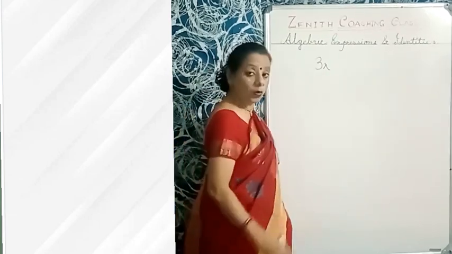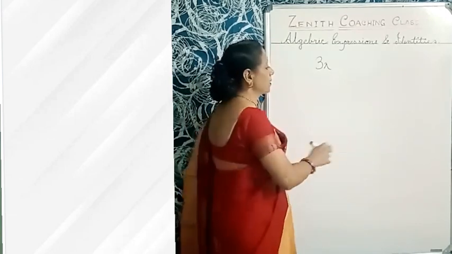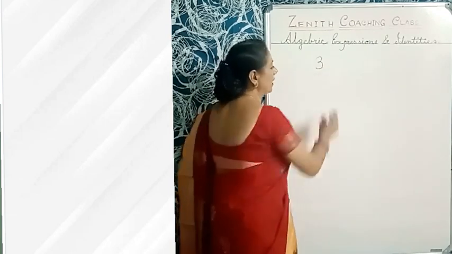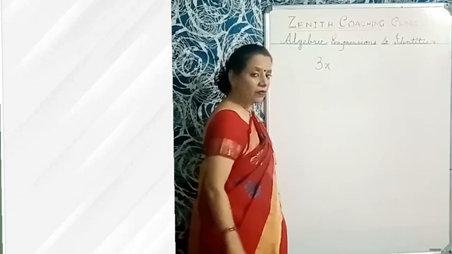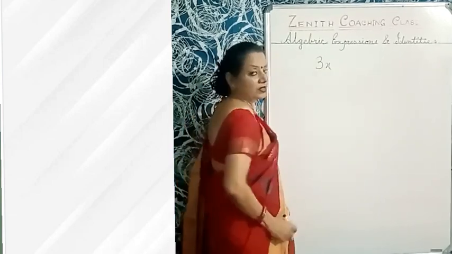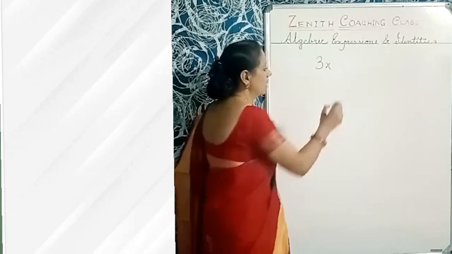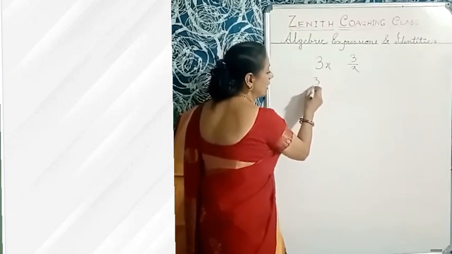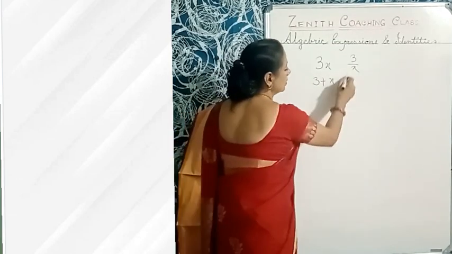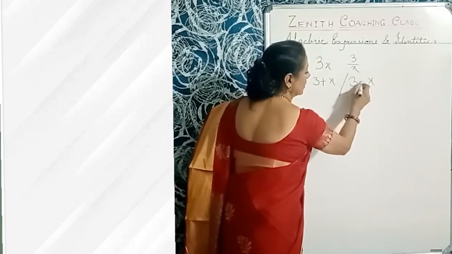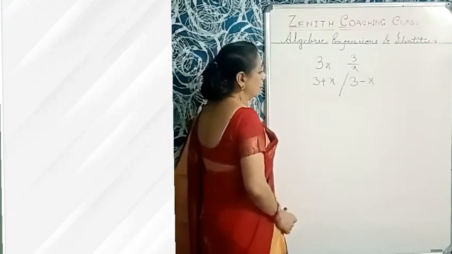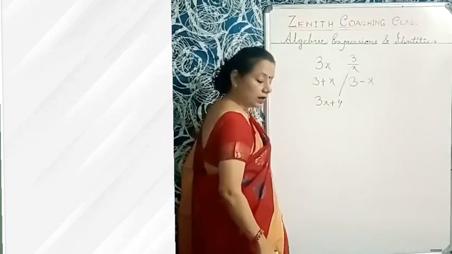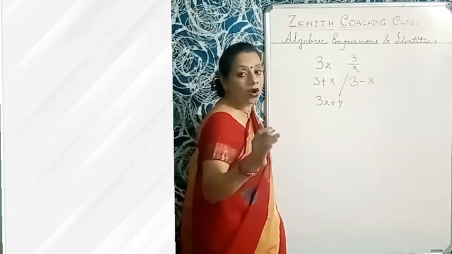3x is called a monomial. Monomial means one term. 3 is a monomial, only x is a monomial, so 3x is a monomial. Why? Because there is multiplication: 3 multiplied by x. That's a monomial. 3 divided by x is also a monomial. But 3 plus x or 3 minus x is a binomial. Then 3x plus 4 is also a binomial. We can separate terms with a plus or minus sign.